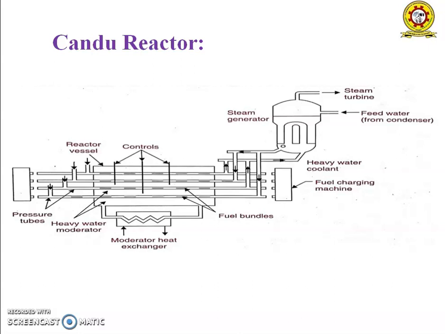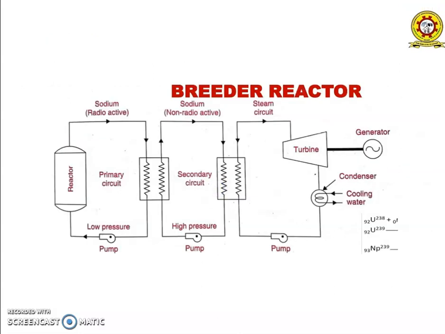Here, the reactor occupies a large volume of space, and a fuel charging machine is also here to charge the fuel. So this is the CANDU reactor. And the next one is the breeder reactor. In the breeder reactor, the fuel used is enriched uranium.